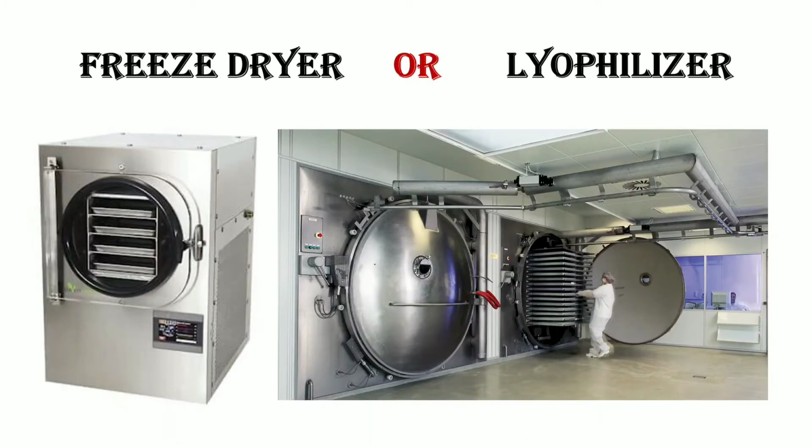Over here you can see a freeze dryer. The left side one is a laboratory scale freeze dryer. And on the right side you can see the larger scale freeze drying process taking place in a bigger freeze dryer. This freeze dryer is also called a lyophilizer, as the lyophilization process, freeze drying process, sublimation drying process or cold drying process is taking place in this particular dryer.